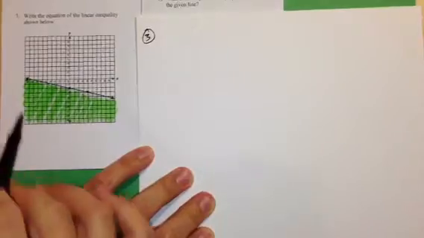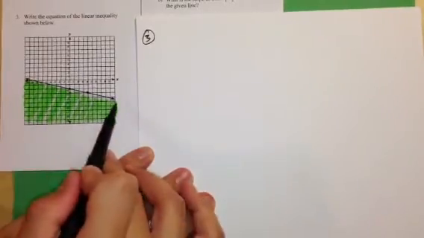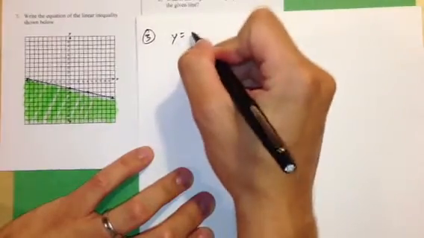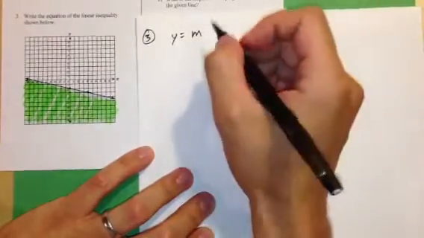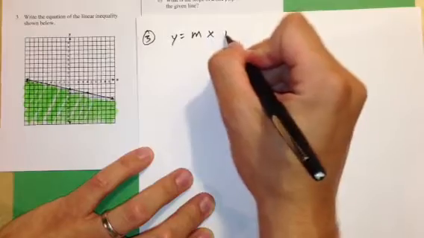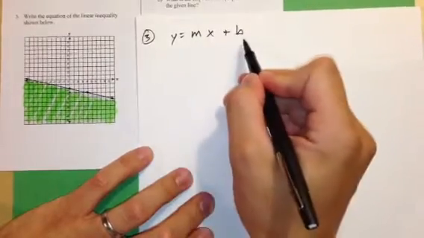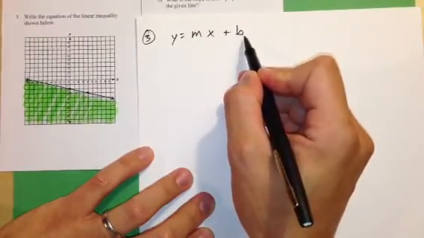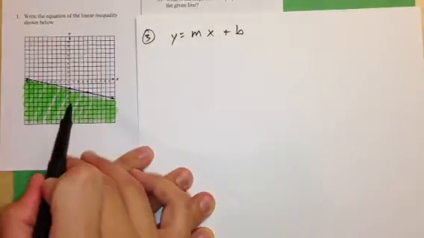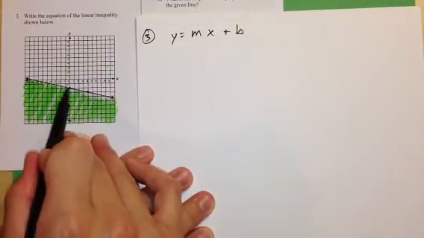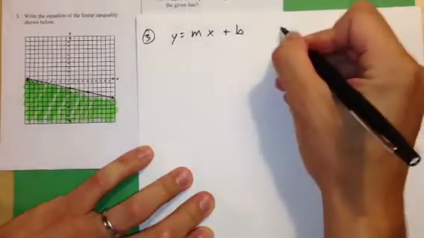It's easiest first to identify the equation of the line, and then we'll deal with the inequality. The equation of a line is easiest in slope-intercept form, which is y equals mx plus b, where m is the slope and b is the y-intercept. In this graph, it looks like the y-intercept, where the line crosses the y-axis, is at -2.